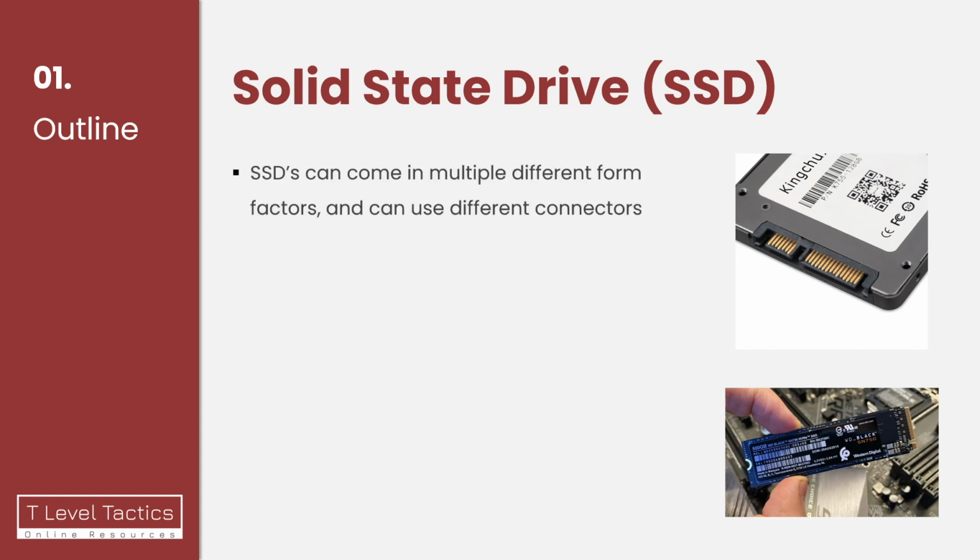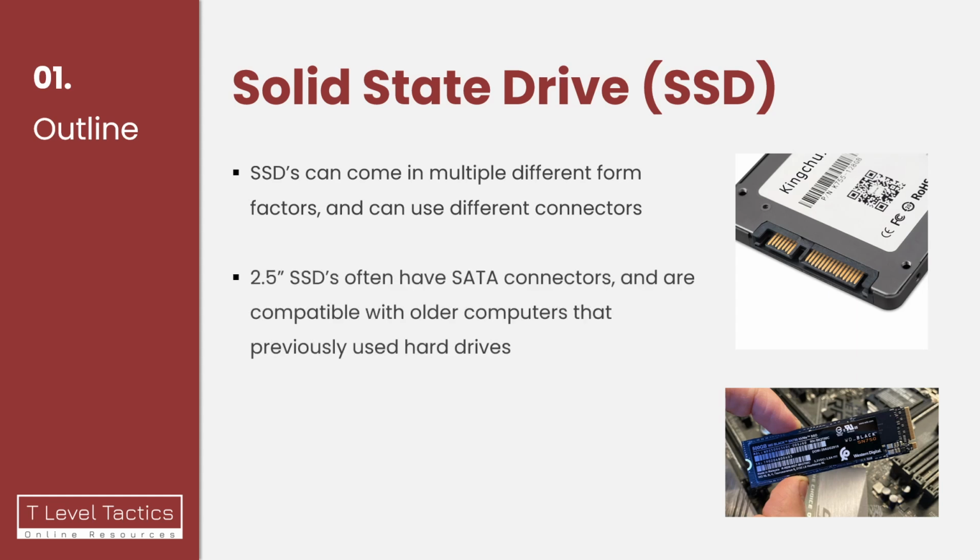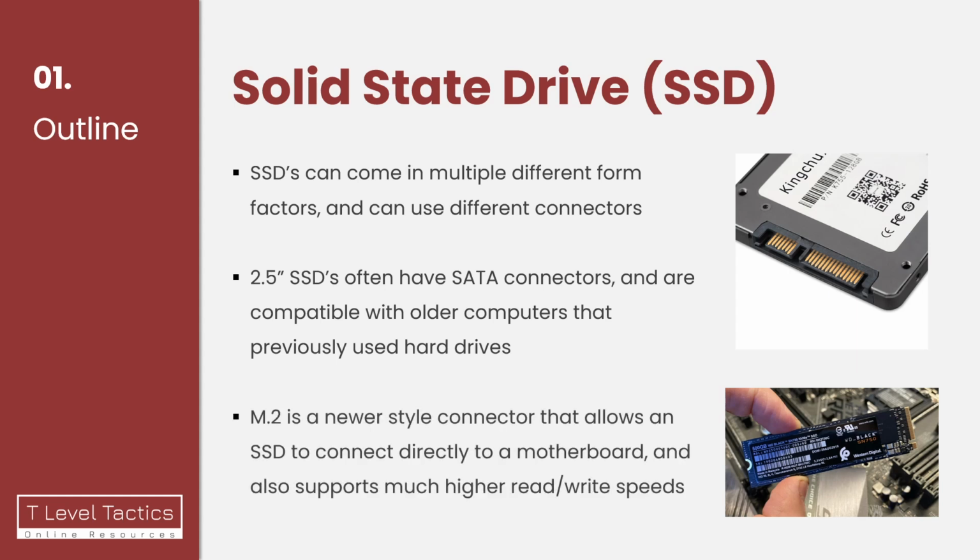SSDs can come in multiple different form factors and can use different connectors. 2.5-inch SSDs, like the one in the top right image here, often have SATA connectors and are compatible with older computers that previously used hard drives, so there's a nice upgrade path there. M2 is a newer style connector that allows an SSD to connect directly to a motherboard and also supports much higher read-write speeds. M2 uses PCI Express lanes on the motherboard. You can also get expansion cards for PCI Express slots to add additional M2 format SSDs. You'll find out more about this in Root Core 5 Digital Environment.